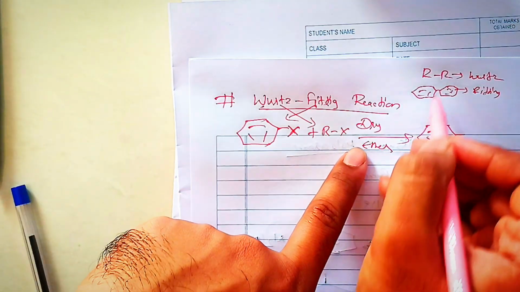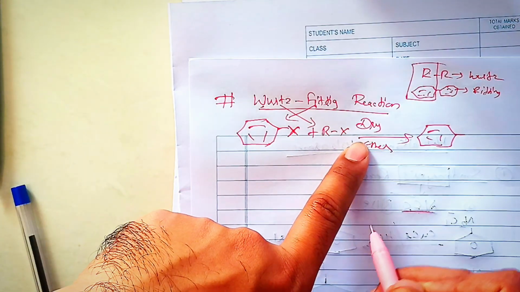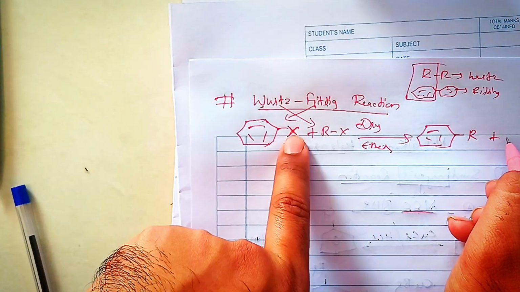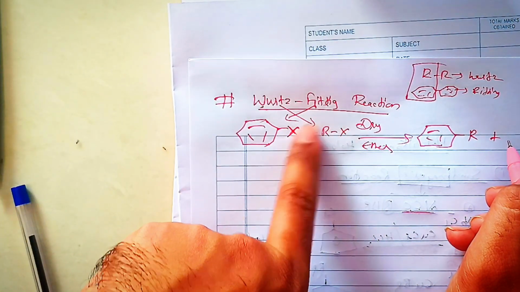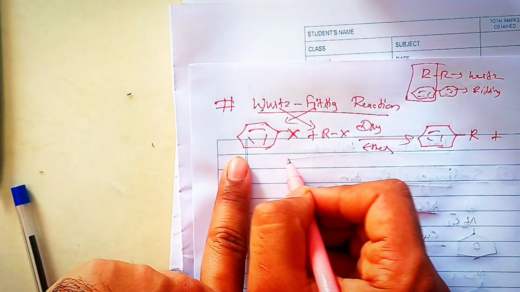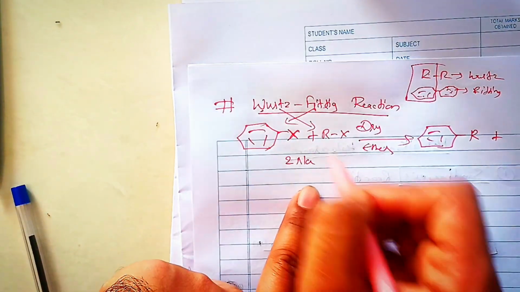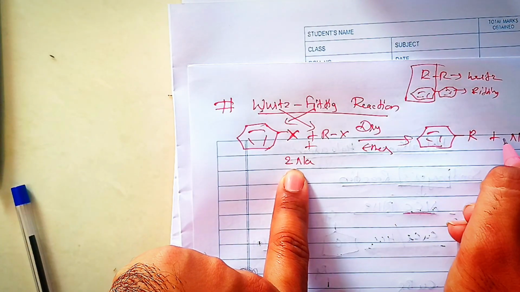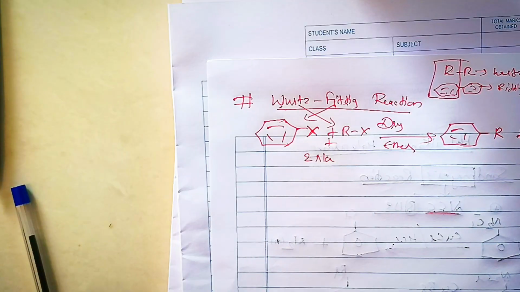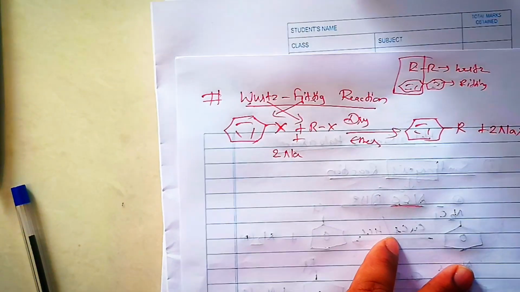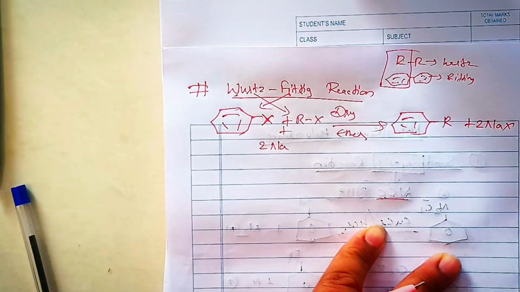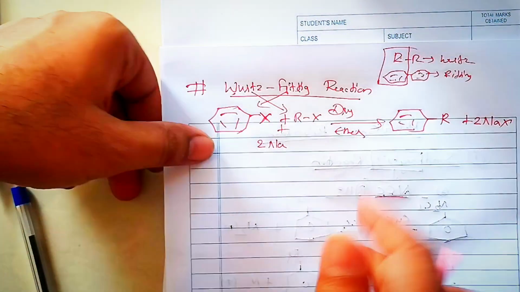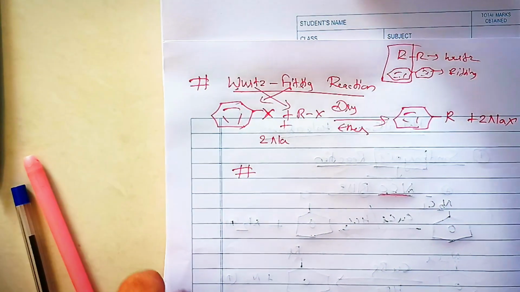In the Wurtz-Fittig reaction, here we will get R and phenyl ring as the product, plus we will get 2 NaX as the product. You are getting this. This is the Wurtz-Fittig reaction. It will be very simple. Next we will come to the haloform reaction.